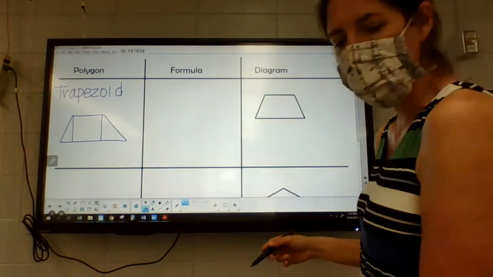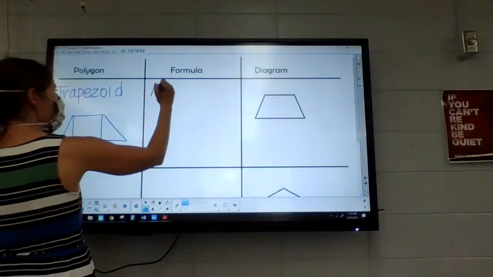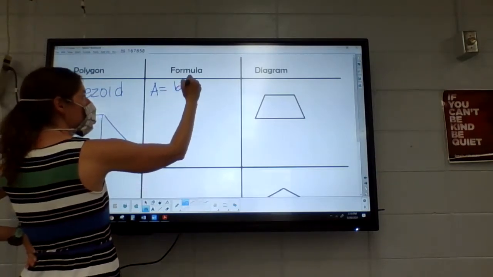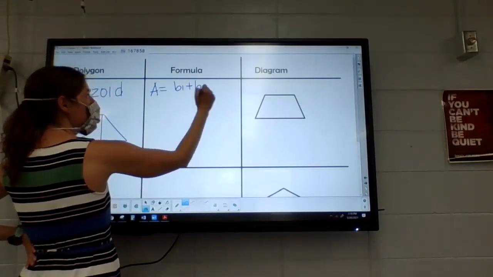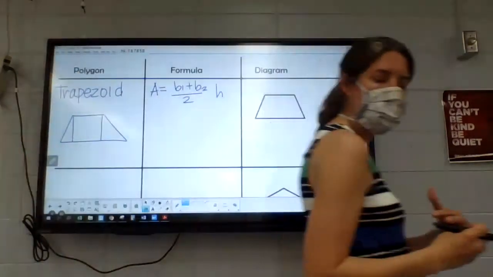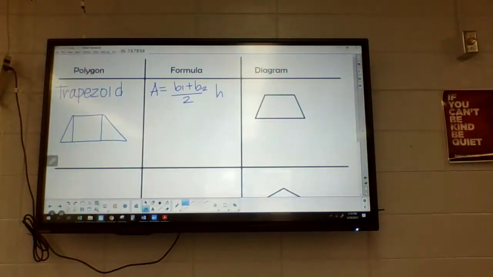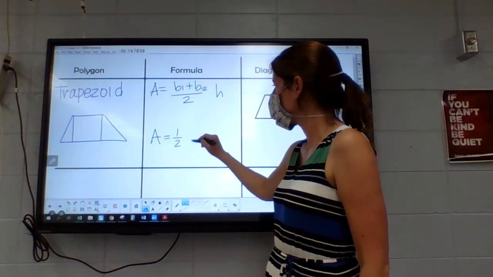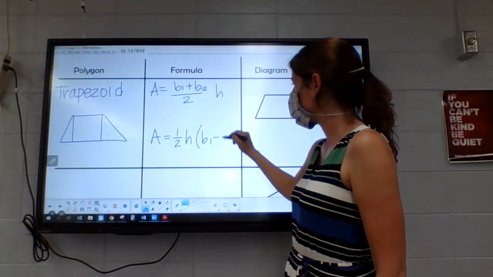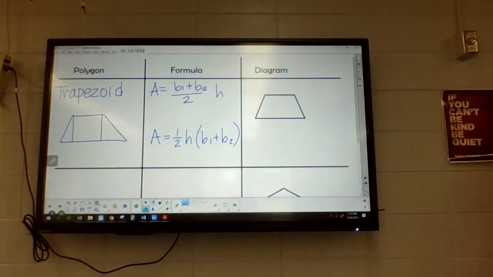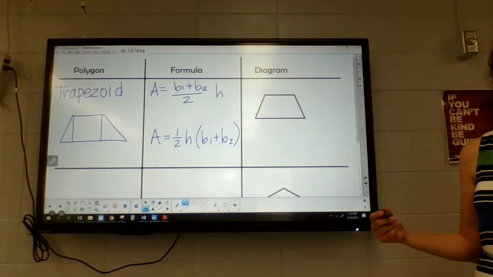So I will show you guys that formula, and this is probably not one maybe you know off the top of your head, but it might seem familiar once you see it. So it's base 1 plus base 2 times the height. Show you guys another way you can see it. Either one is fine. So either of those, they mean the same thing. So the B1, B2 is the bases, so the bases of our trapezoid.